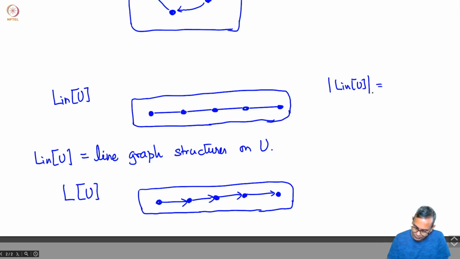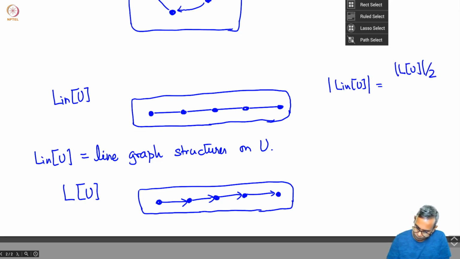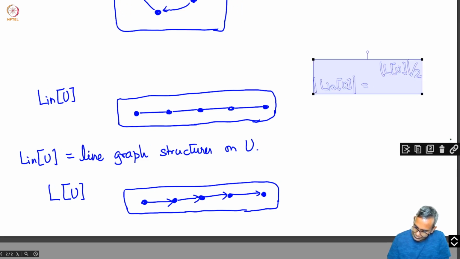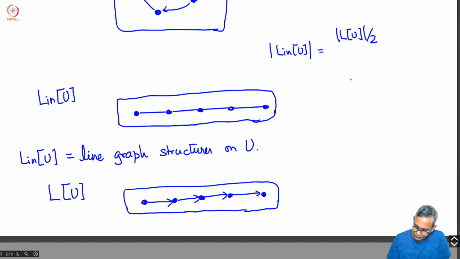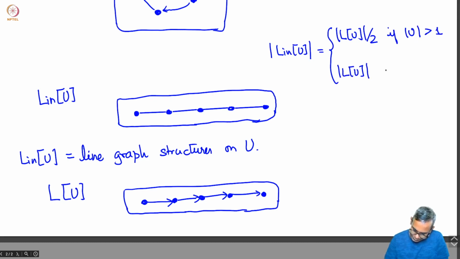And so the cardinality of lin U is going to be the cardinality of LU divided by 2, of course if the cardinality of U is greater than 1, that is, if it's at least 2. And it is equal to LU for U the empty set and a set with one element.